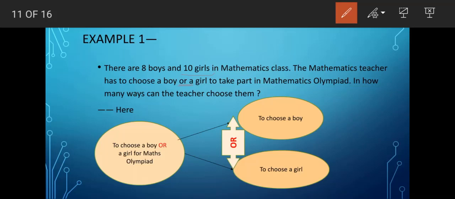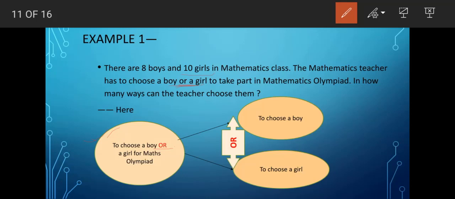Actually, in the previous example 1, under fundamental principle of multiplication, we had the mathematics teacher choosing a boy and a girl to take part in mathematics Olympiad. But in this case, the change is a boy or a girl. So in how many ways can the teacher choose them? The complete task is to choose a boy or a girl for mathematics Olympiad.